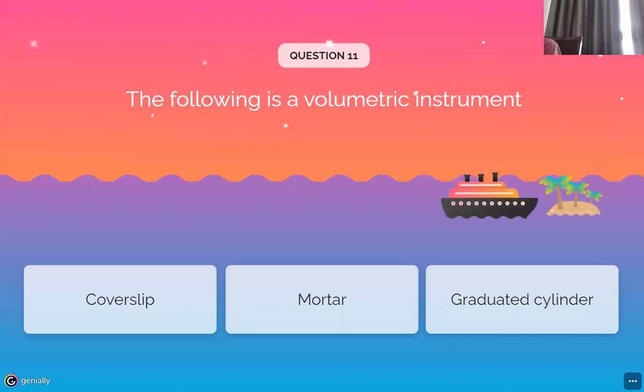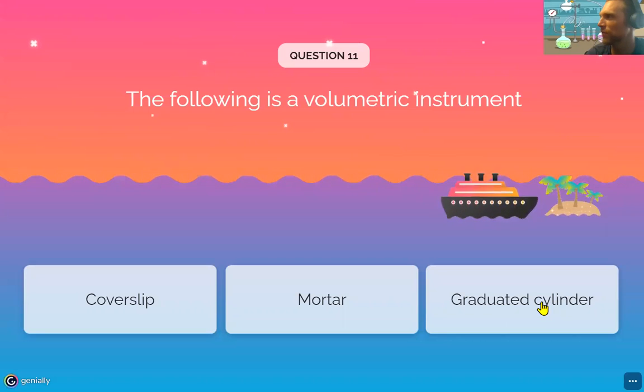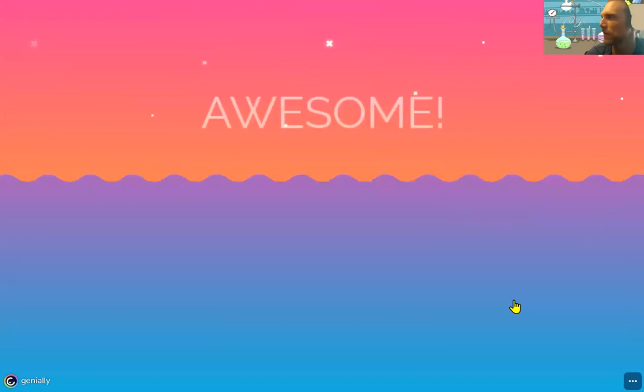A graduated cylinder. Yeah, very good. A graduated cylinder, possibly you have it even in your kitchen somehow. A graduated cylinder tells you, depending on the fluid you put in, how much you need. So it's volumetric because you can measure volumes with it, okay?